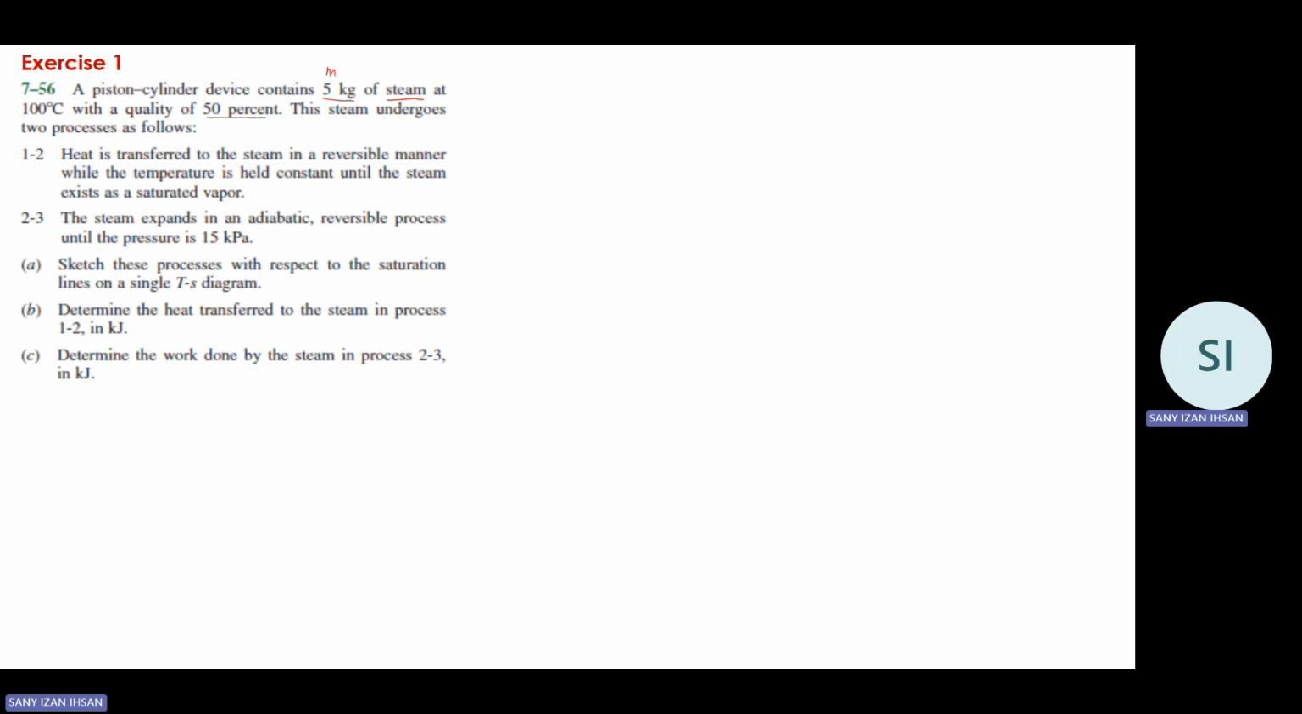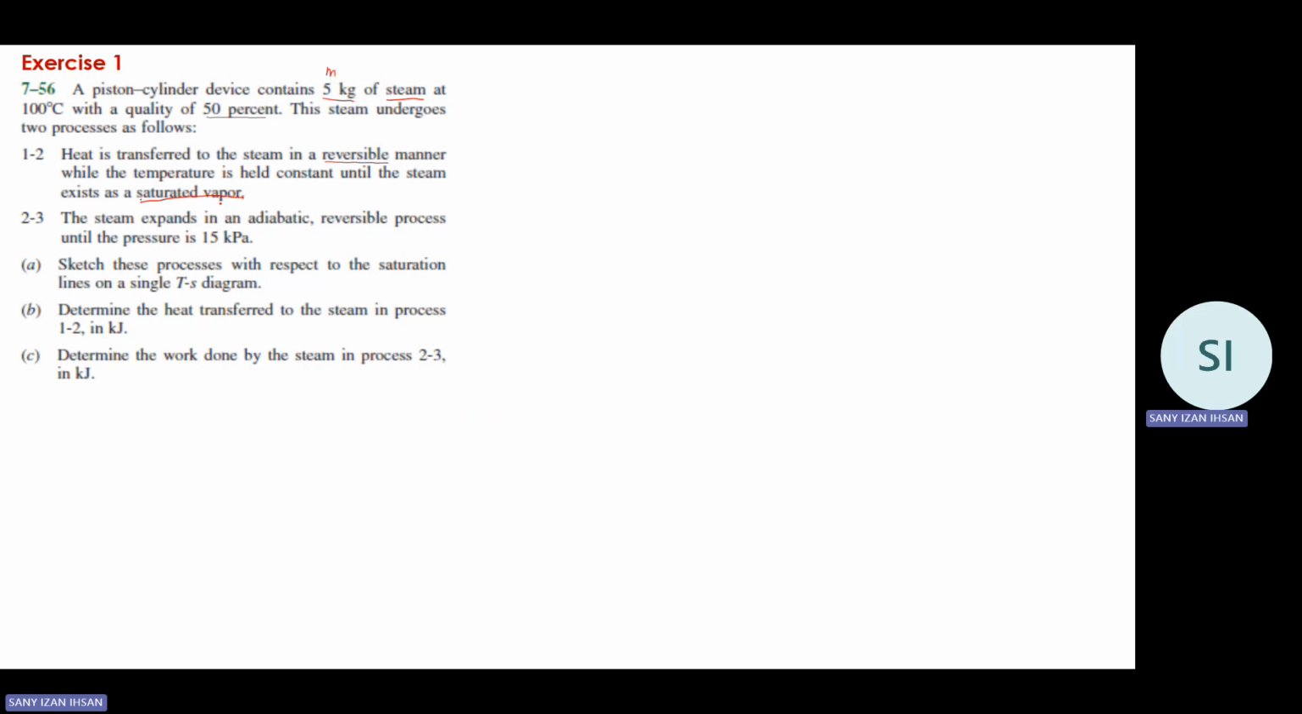And then this steam undergoes two processes. The first one, 1 to 2, heat is transferred to the steam in a reversible manner. So that is a keyword there as well. Heat is transferred, so you have Q into the system, while the temperature is held constant, until the steam exits as saturated vapor. So we know that heat is added. Initially, the quality is 0.5, x equals 0.5. Then we add heat to the system until all the steam becomes saturated vapor.